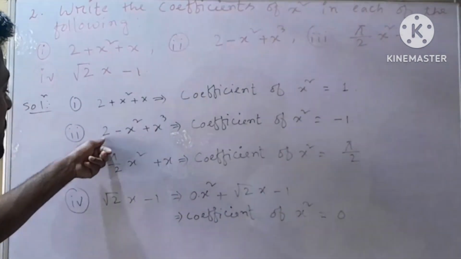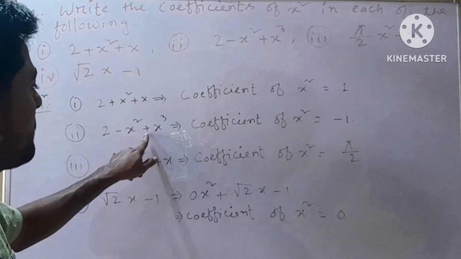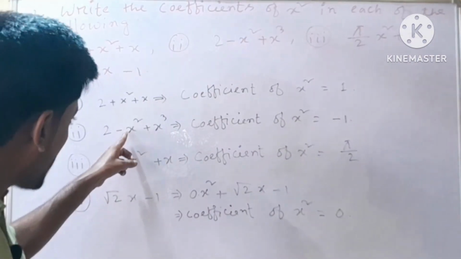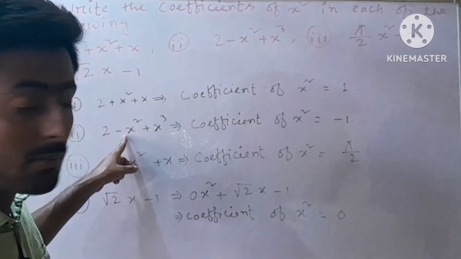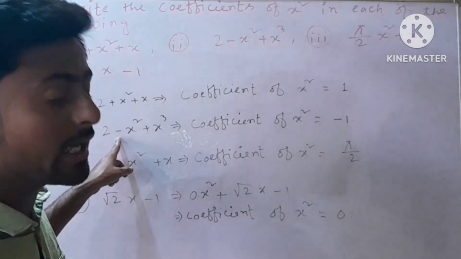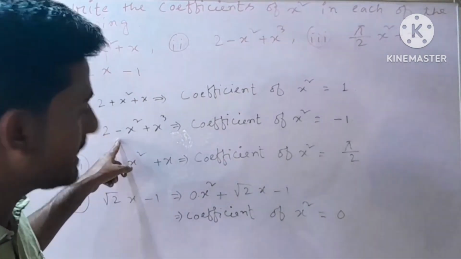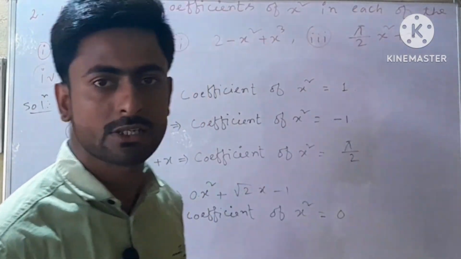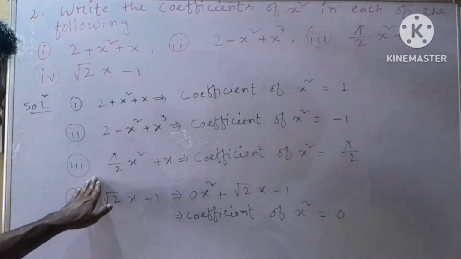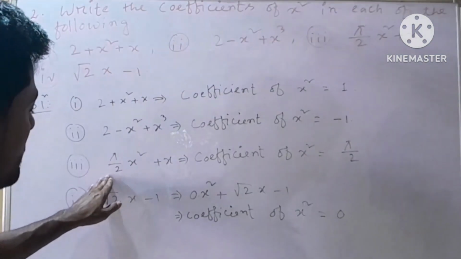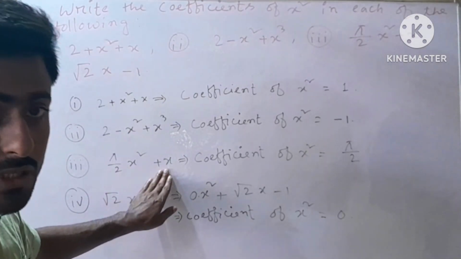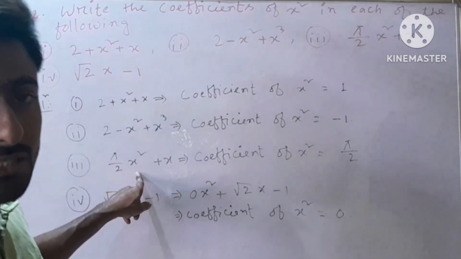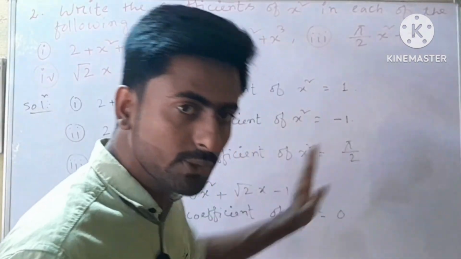Next, Roman number 2, 2 minus x square plus x cube. You see here 1 is multiplied with x square, but negative sign is there. So therefore you have to mention this negative sign, and hence here coefficient of x square will be equal to minus 1. Next, Roman number 3, pi by 2 x square plus x. Here you see pi by 2 is multiplied with x square. So therefore coefficient of x square will be pi by 2.